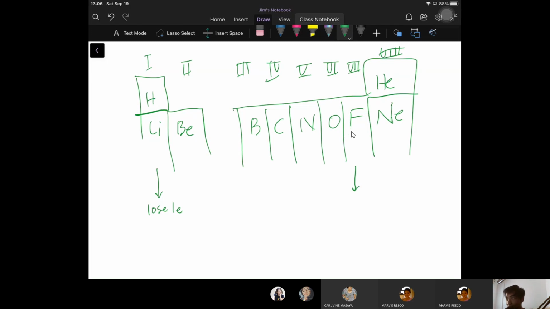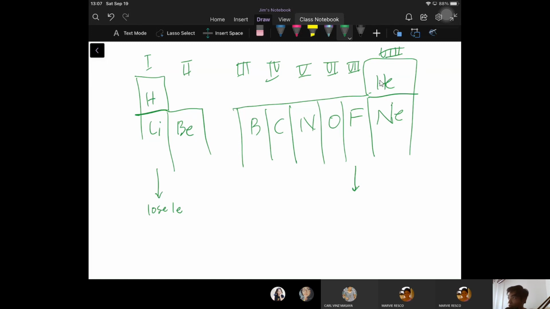Di ba ito kanina 9 to, no? Ito 10 electrons, no? So it would be easier for fluorine to gain 1 electron. Pag tumanggap siya ng isang electron, magjo-jump siya papunta kay neon. Yung identity niya magiging neon na, no?